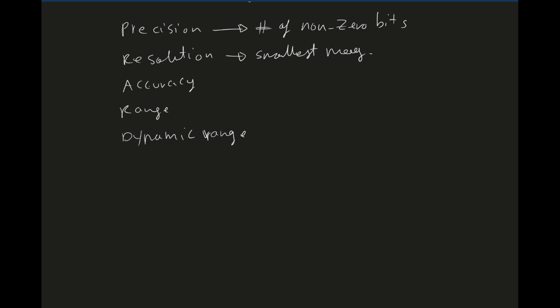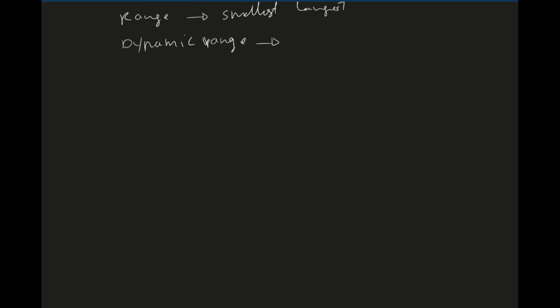And then the range is, obviously, the difference between the smallest and the largest value. And then the dynamic range is basically the absolute number of combinations that you can have in that representation. And this is simply 2 to the power of the number of bits that you have. So let's take a look at an example.